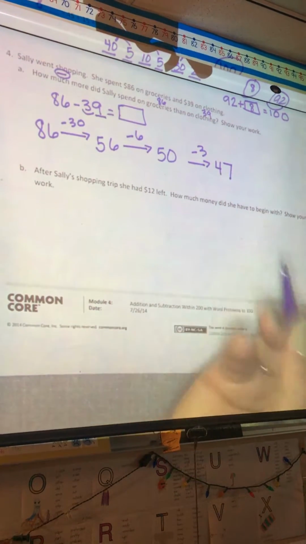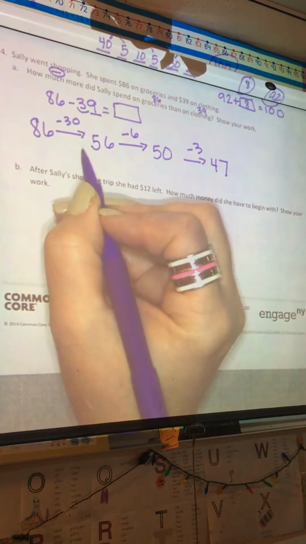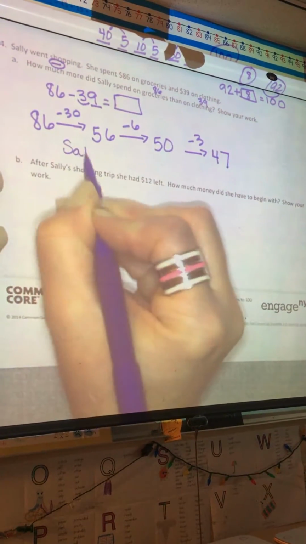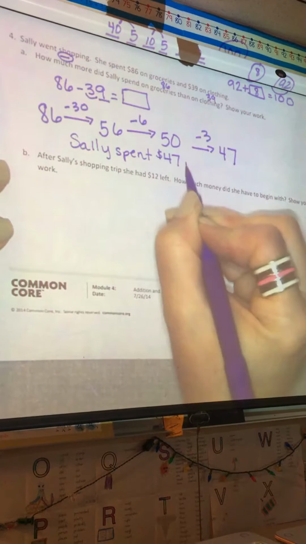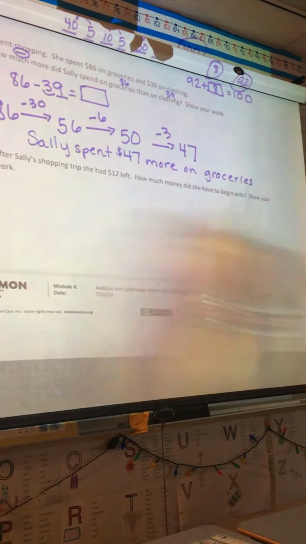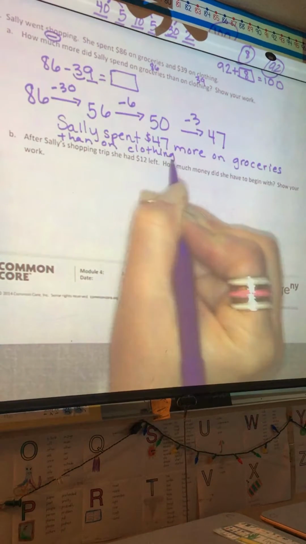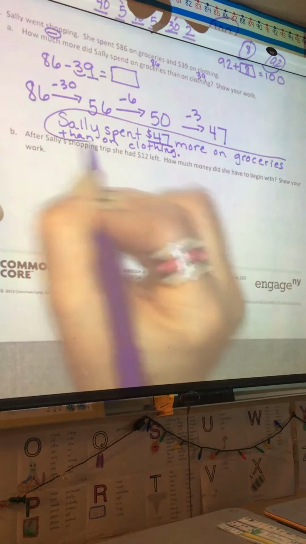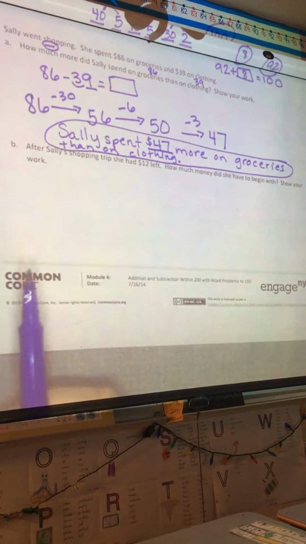We've also learned to end all of our story problems with a clearly written sentence that gives our answer. So how much more did Sally spend on groceries than on clothing? Sally spent $47 more on groceries than on clothing. My students always underline the numeric part of their answer and then circle their answer so that if someone is scoring their paper, it's very clear what their answer is.